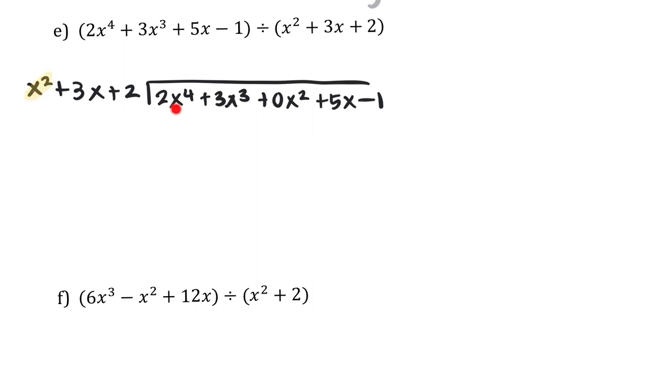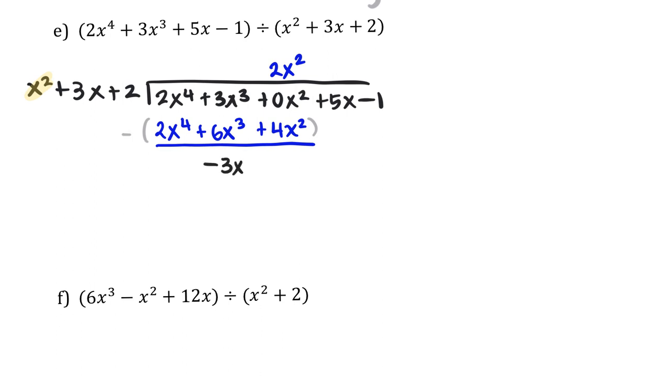Okay, x squared to get 2x to the fourth times 2x squared, like terms. 2x to the fourth. 2x squared times 3x squared, 6x cubed, 4x squared. Subtract. Okay, cancels, 3 minus 6. Negative 3x cubed, 0 minus 4, negative 4x squared. I'm going to bring down the 5x.